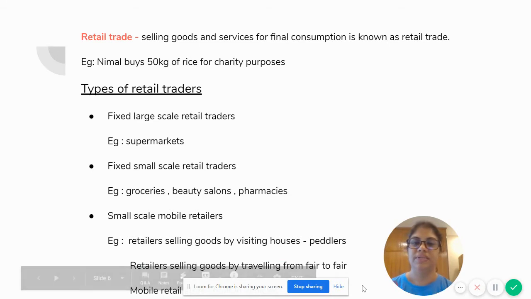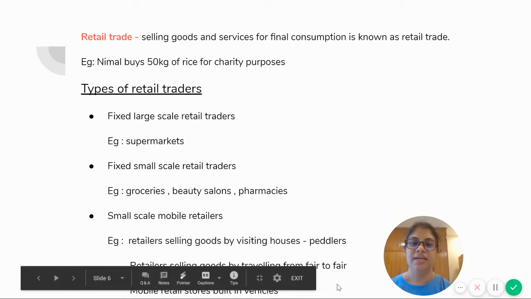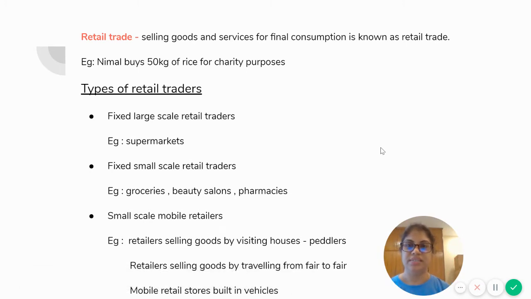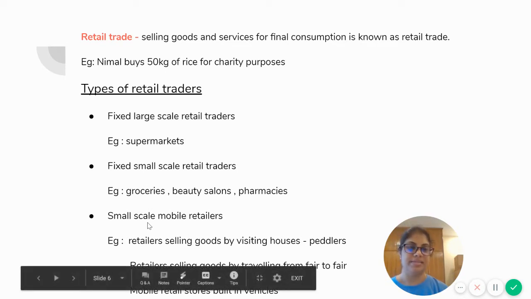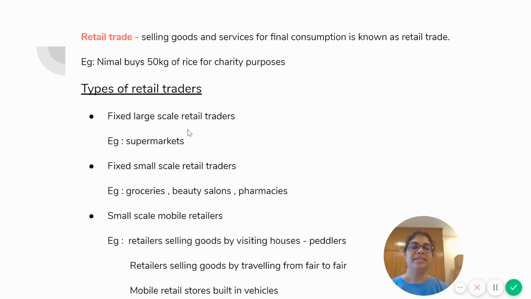Okay, types of retail traders. There are different types of retail traders. The first one is, as you can see, fixed large-scale retail traders, fixed small-scale retail traders, and small-scale mobile retailers. So fixed large-scale retail traders. Under that, the example will be the supermarket chains available.